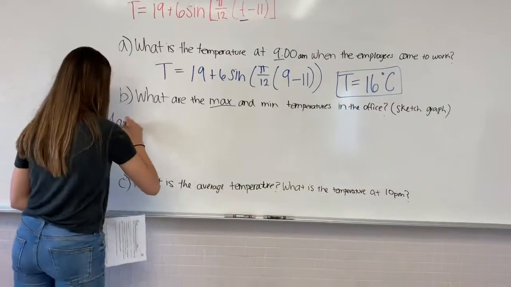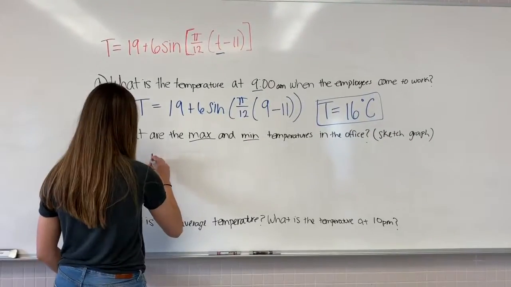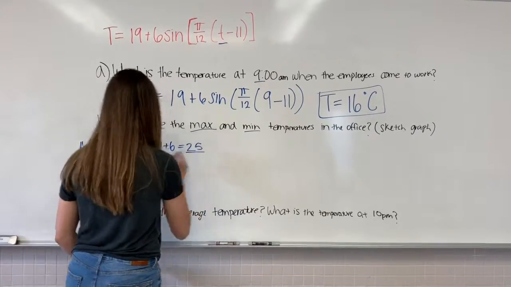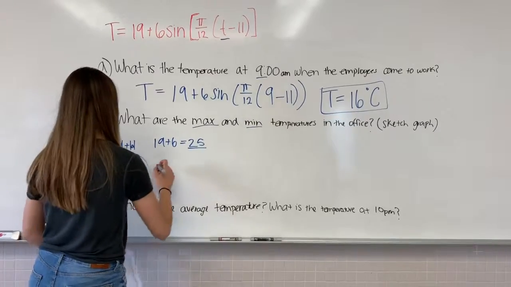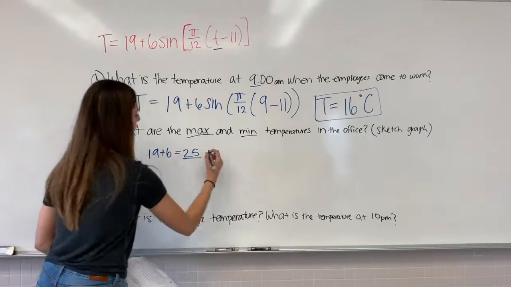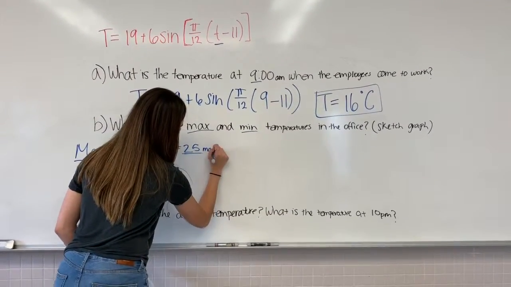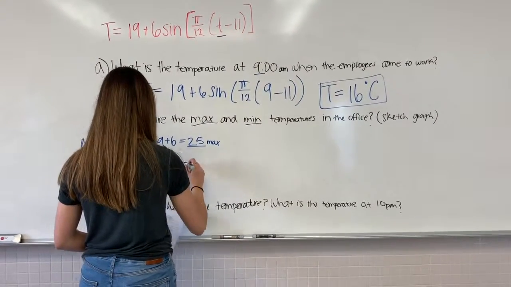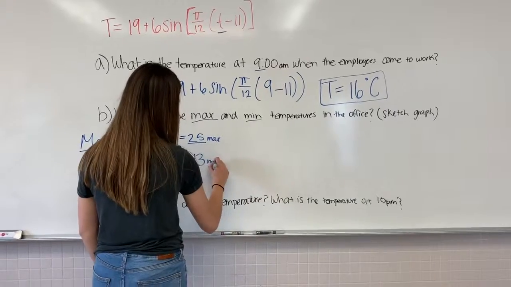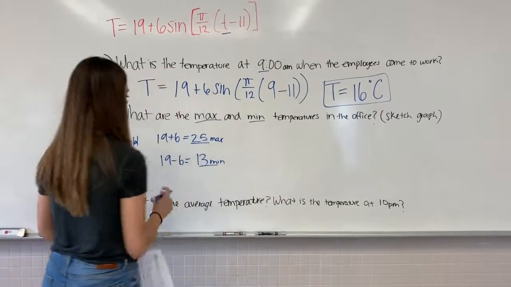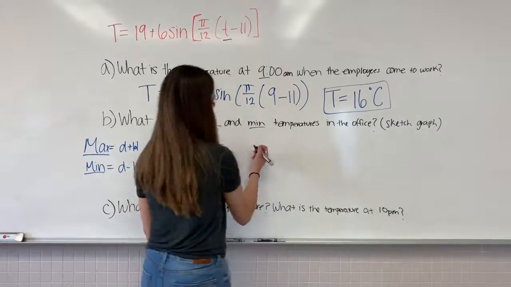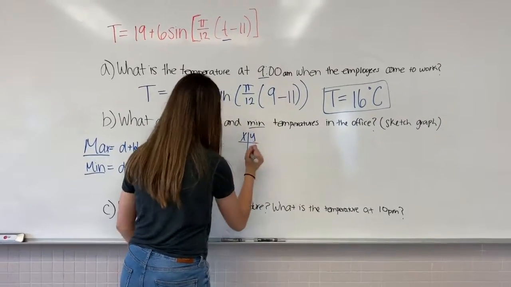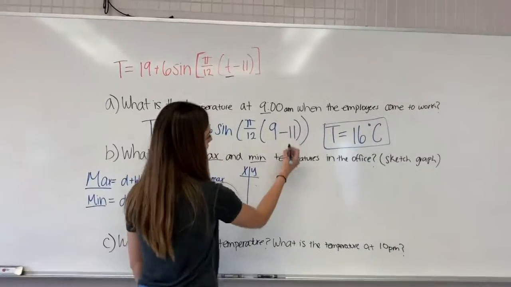So for the second part of the problem, they're asking us to get the maximum and the minimum temperatures and sketch a graph. So we know that to get the maximum, we use the formula d plus absolute value of a. So d is 19 and a is 6, so we just add 19 plus 6 and it gives us 25 as the maximum. To get the minimum, we use the formula d minus absolute value of a. So we just replace d with 19 and a with 6, 19 minus 6, and it is 13 degrees Celsius as the minimum.